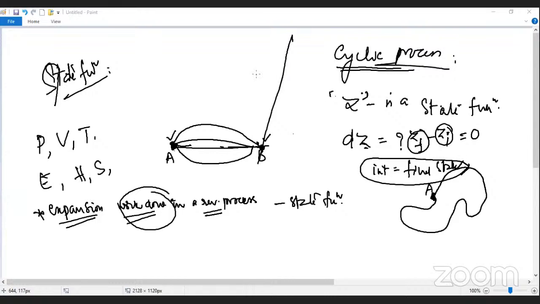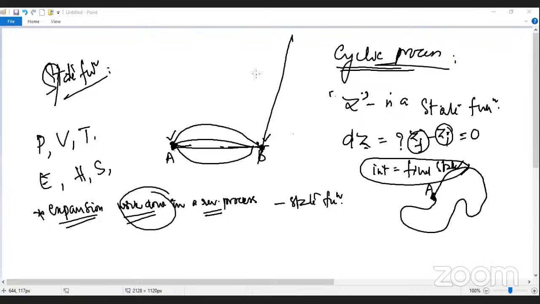Sir, does a path function have some symbols, like we have for pressure, volume and all? Well, if you take pressure as a function, then it is a state function. If you consider volume as a function, that is a state function. If you denote work as a function, then that is a path function. There is no specific symbol for any state function or path function. Okay, sir. Thank you, sir.